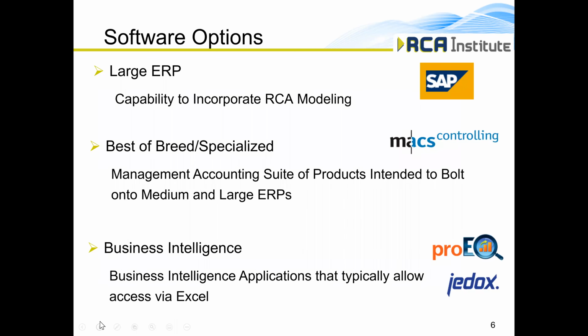So let's talk about software solution options. As you can see, there are three options that I'm going to talk about: large ERP, best of breed, and business intelligence. The large ERPs have certain advantages. The advantage is that integration should be tight.